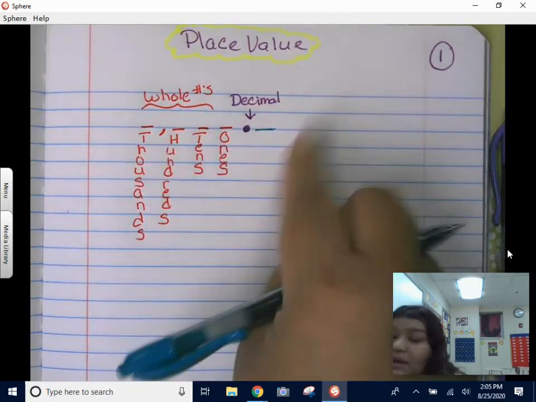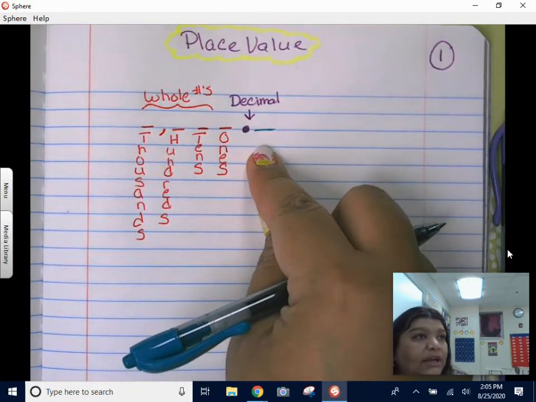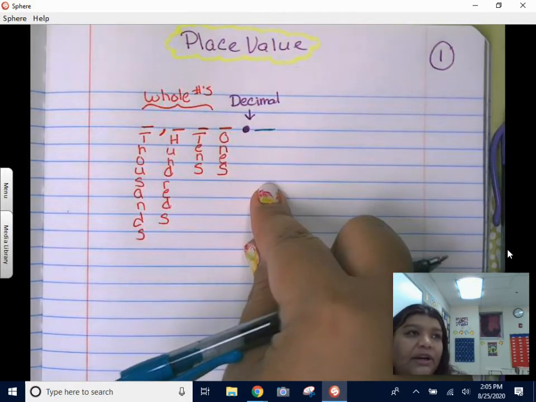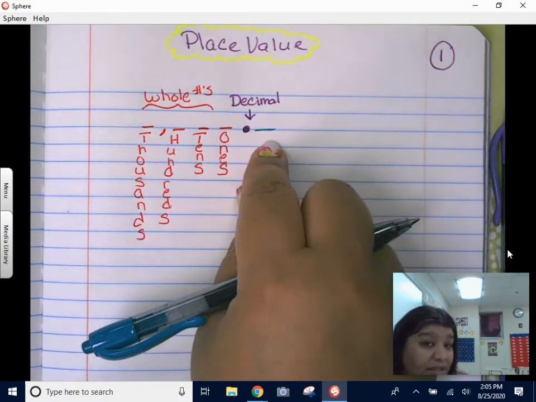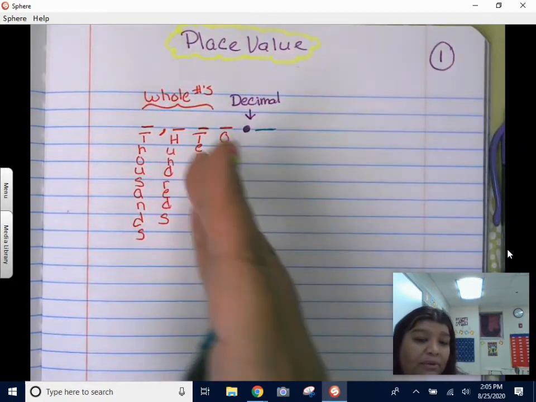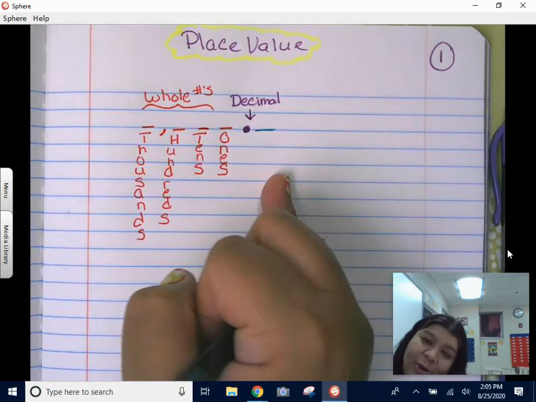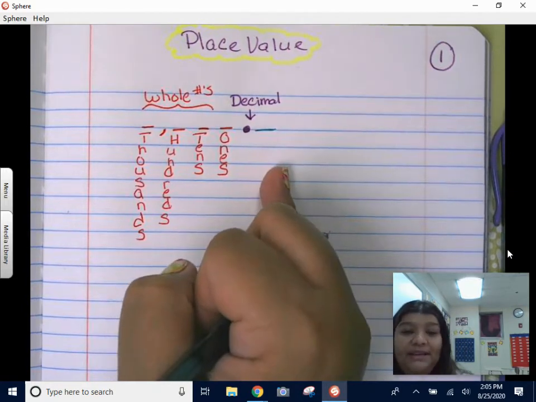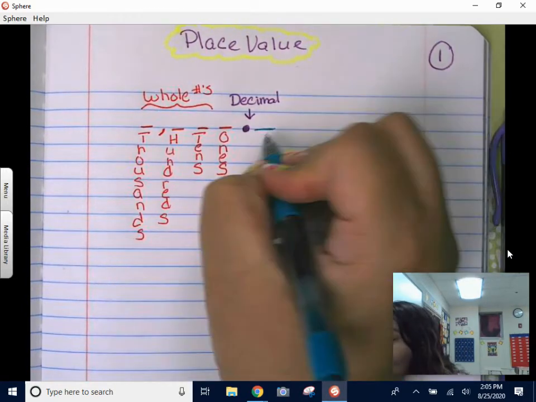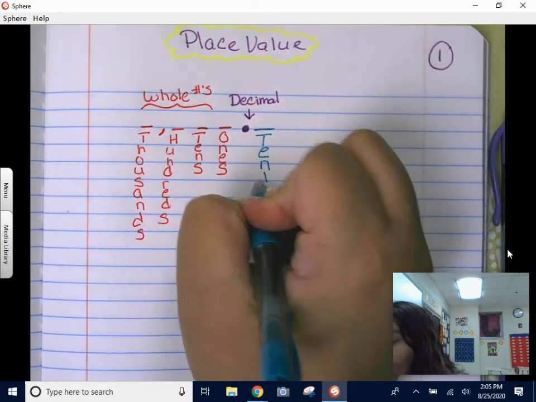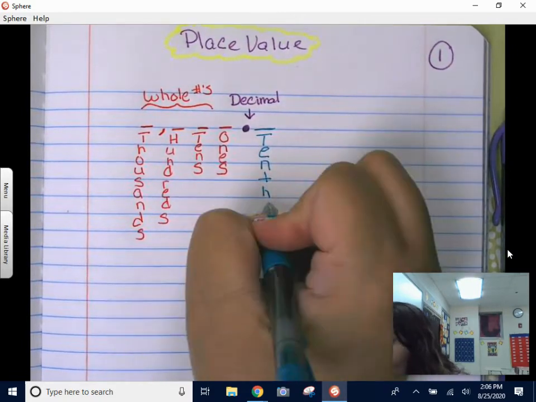Now, this one has the majority of issues with it. When I ask for the place value of this one every year, I have a lot of kids who get this wrong, which is understandable. You want to follow the pattern. A lot of people want to say this is the once place. That is not true. We do not have a once place, but we do have the tenths place.